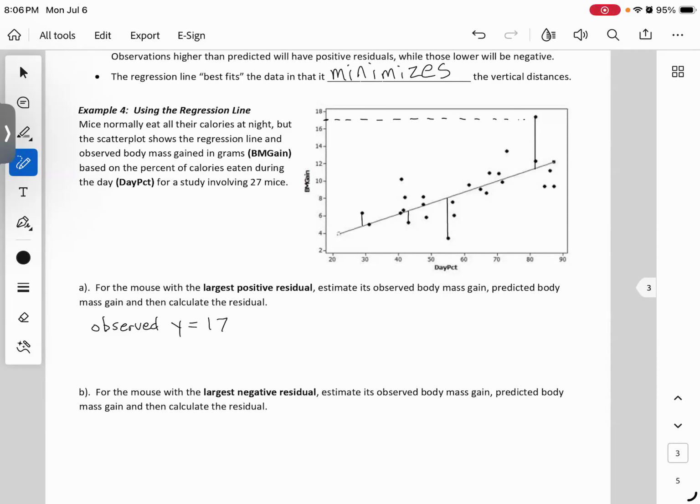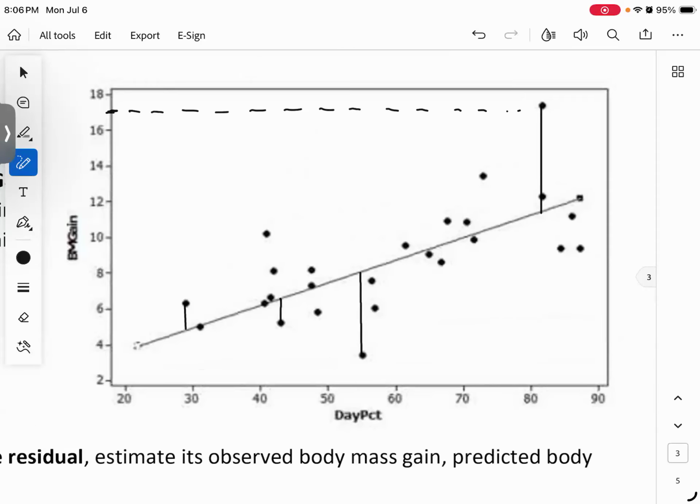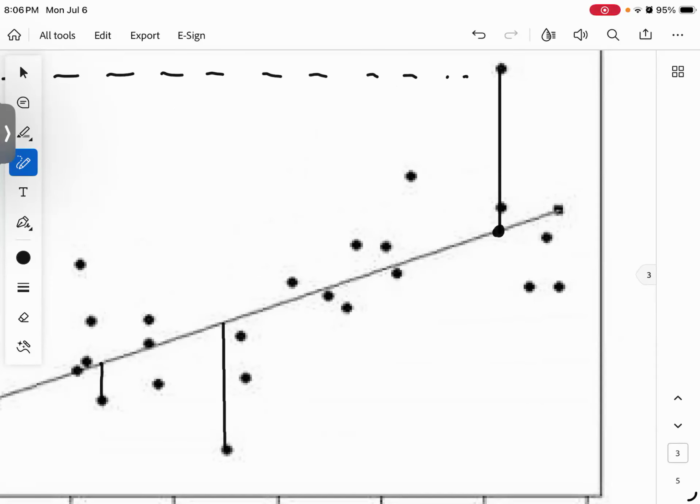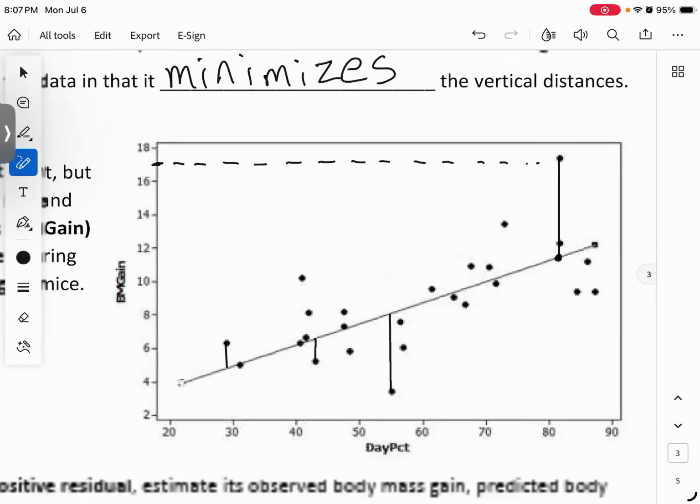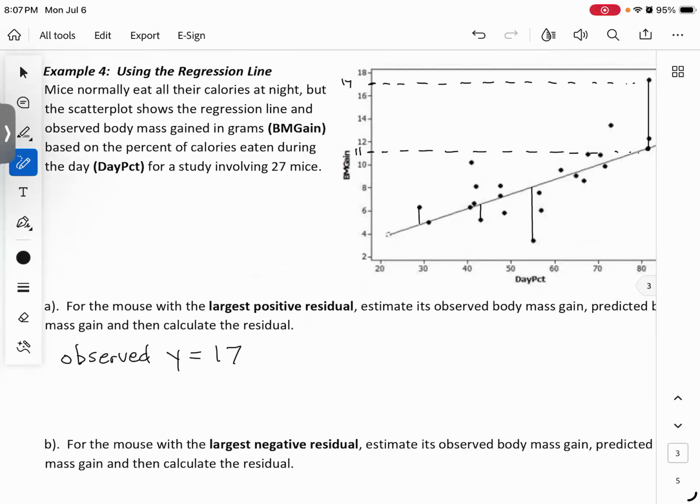But now for a residual, you also need the predicted value. Again, for the same mouse that ate 80% of its calories during the day, right here where the residual meets the regression line, you're going to use that. I'm just going to put it right here at about 11. Based off of the line, that would have been the predicted weight gain for a mouse that ate 80% of its calories during the day. So you've got 17 and you've got 11, but the 11 would be your predicted.